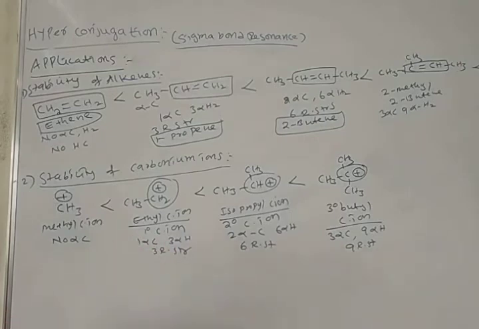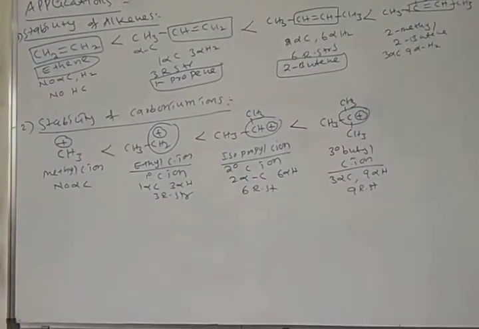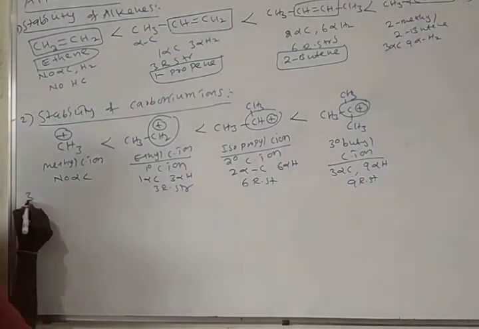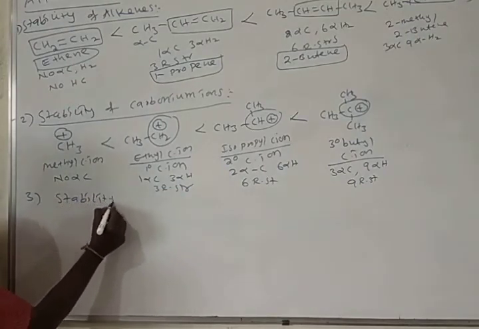That means tertiary butyl carbonium ion is more stable than secondary carbonium ion, and secondary carbonium ion is more stable than primary carbonium ion. Primary carbonium ion is more stable than methyl carbonium ion. Next in continuation we will see the stability of free radicals.